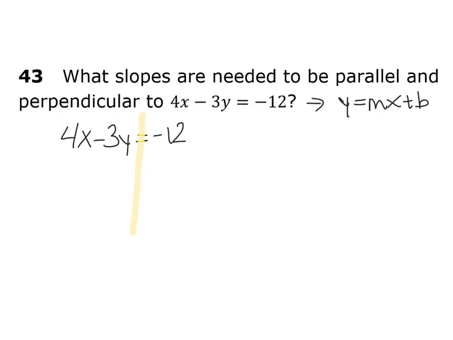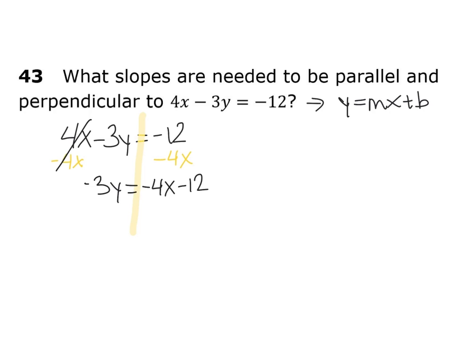The first thing you want to do is to get the y term by itself, which means this 4x needs to go. It's currently a positive 4x, so the inverse would be to subtract 4x from both sides. The 4x's on the left are going to cancel out, leaving you with negative 3y equals a negative 4x minus 12.